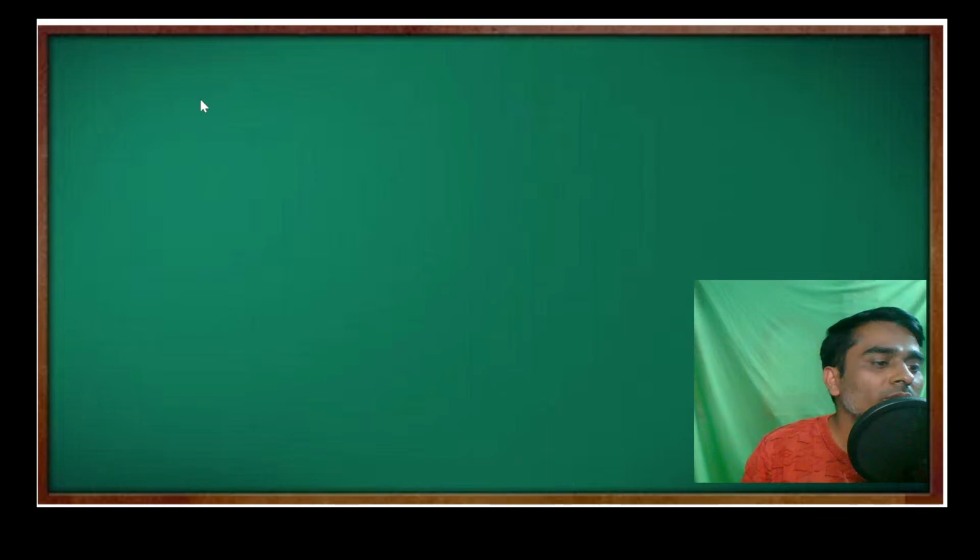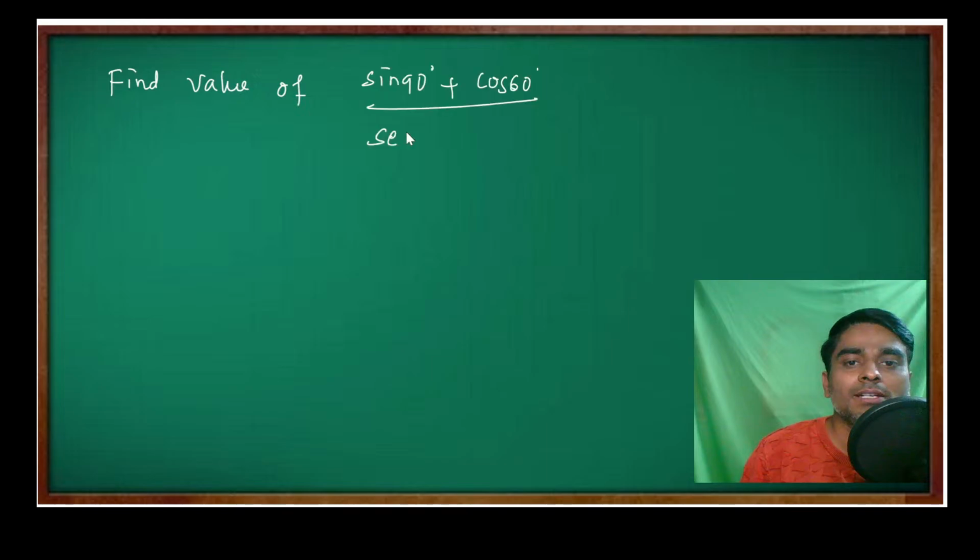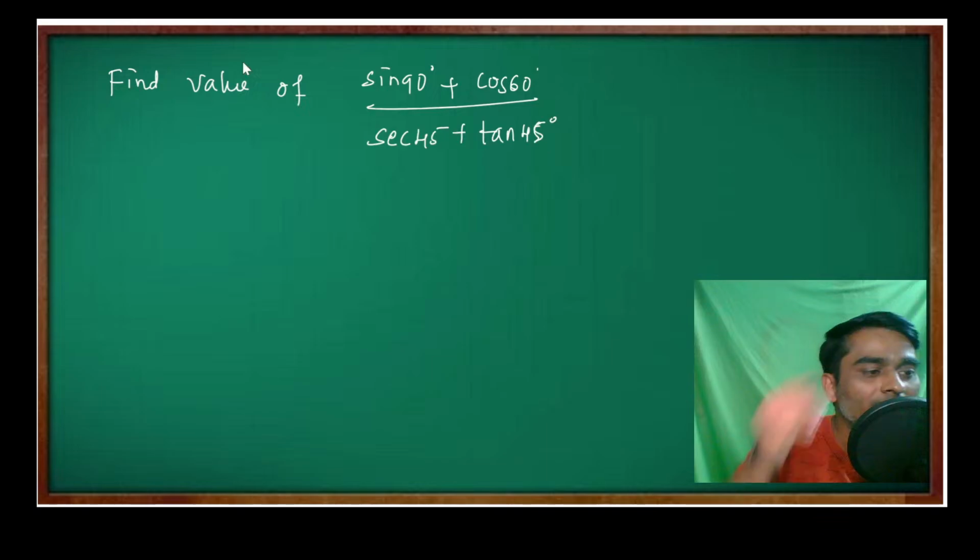Next, find the value of sin 90 plus cos 60 divided by sec 45 plus tan 45. Tell me the answer, everyone, immediately. Do you know that table? If you don't know, you should know that table.